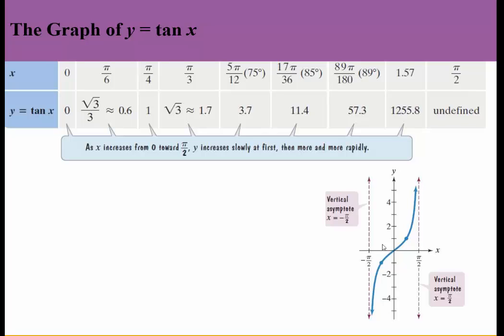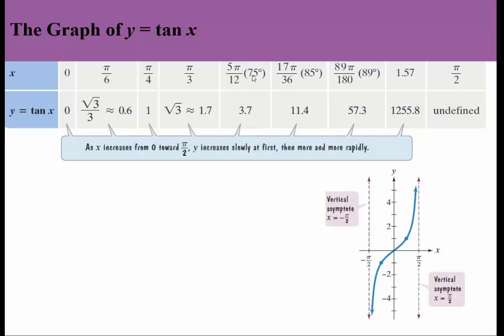Look at these values here. When x is 0, y is 0. When we're at pi over 6, we're at 0.6 on the graph. Pi over 4, here's our 1 right there, the nice one. Pi over 3, it keeps going up to about 1.7 here. But notice as we get closer and closer to pi over 2, and we can even go out farther and farther, the tangent is heading toward infinity. It's shooting off the charts here.